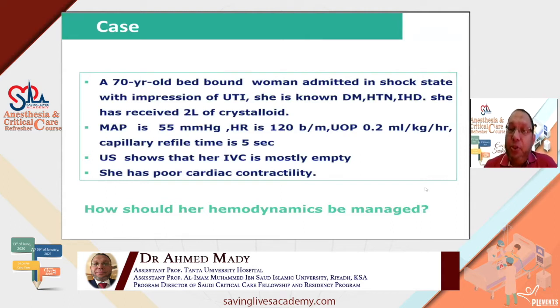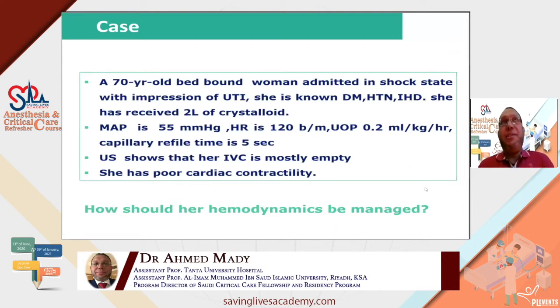She can have obstructive shock. She can have a PE. She also has ischemic heart disease, so she can be cardiogenic at the same time. And UTI is the first impression. So it can be any type of shock. You have different types of shock in this patient, and you have different parameters. How do you integrate all of them to help you manage this patient from a hemodynamic point of view?